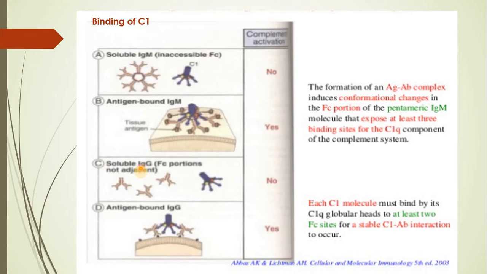So the binding of C1 is always seen associated with the antigen-bound IgM or antigen-bound IgG. If the IgG is in the soluble condition, and even if there is presence of C1, you cannot see binding of C1 with IgG, and the same holds true with the IgM molecule. So what is essential is that the IgM molecule or the IgG molecule should always be seen associated with antigen. Here you can say that IgM is associated with antigen and is present on the surface of the cell. Same is the case with the IgG molecule also.